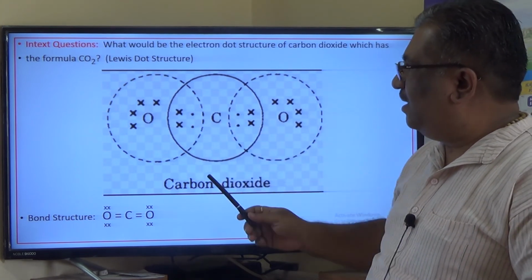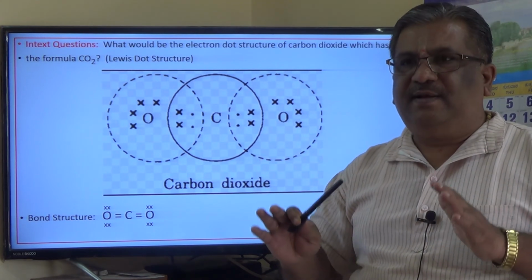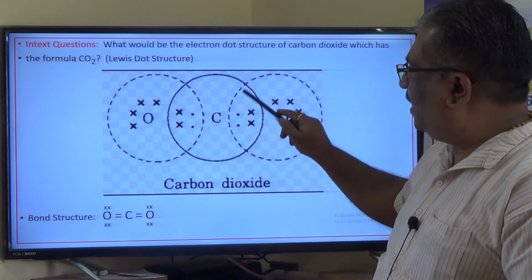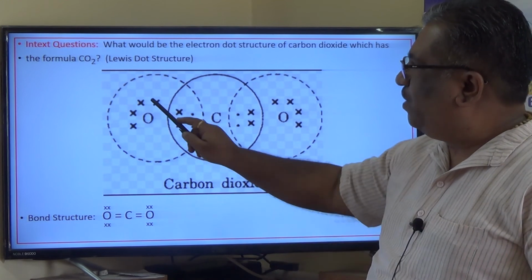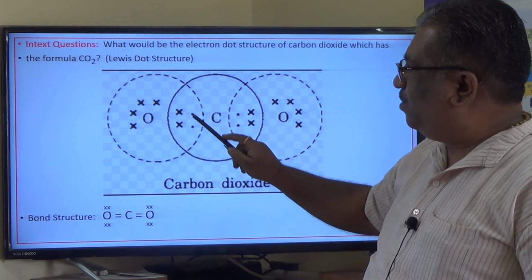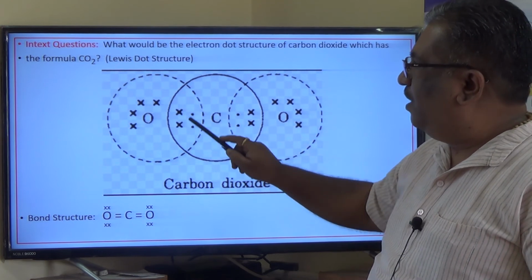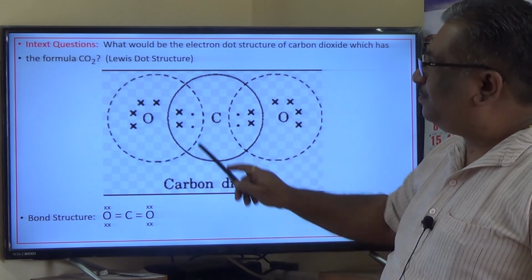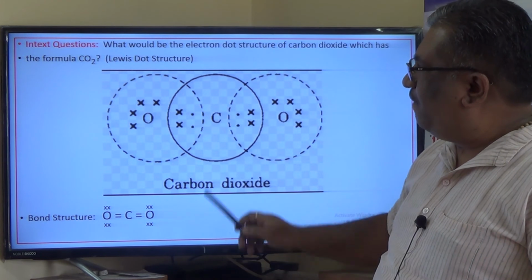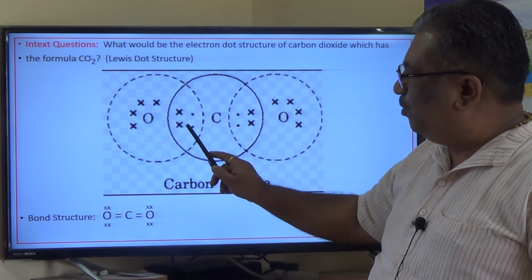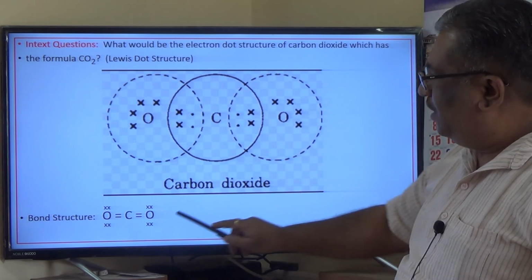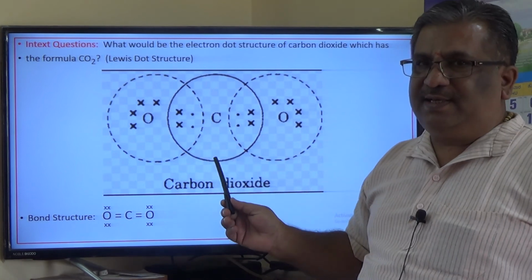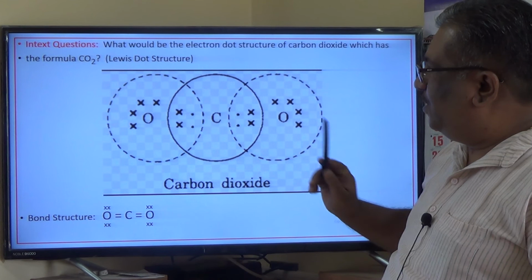But when you draw the circles, the shared pair should be represented within the intersected circles. So this indicates the shared pair and this indicates the shared pair. Now 2 electrons of oxygen are shared with 2 electrons of carbon to form a double covalent bond here, and here also a double covalent bond. And therefore, if I want to represent the bond structure between C and oxygen, there are 2 lines here, and on this side also there are 2 lines, meaning carbon forms a double covalent bond with oxygen, isn't it? So this is the bond structure and this is the Lewis dot structure.